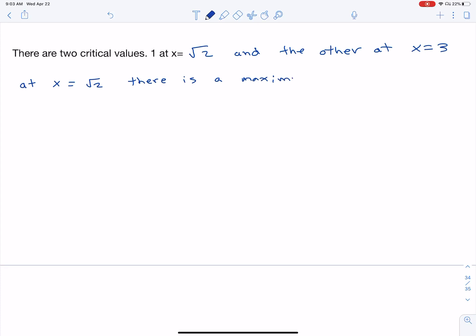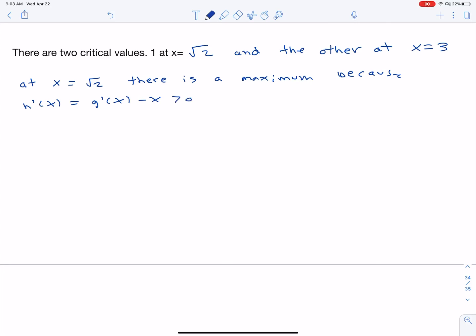And how do I know? Well, h prime of x, which equals g prime of x minus x, is greater than 0 when x is less than root 2, and h prime of x, which equals g prime of x minus x, is less than 0 when x is greater than root 2. So I've established it as a maximum.